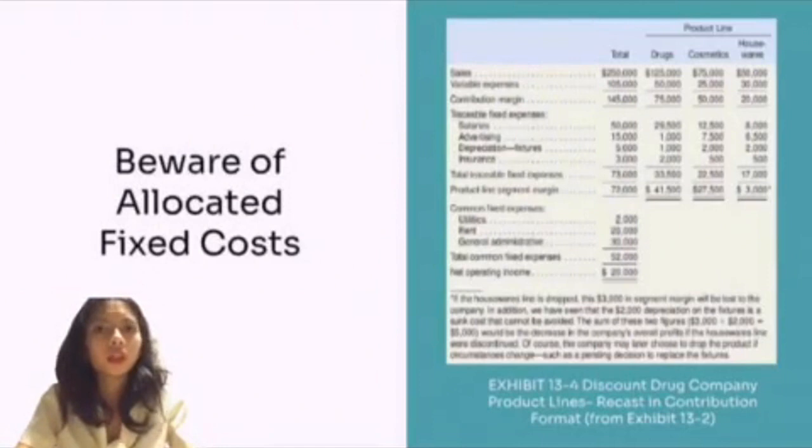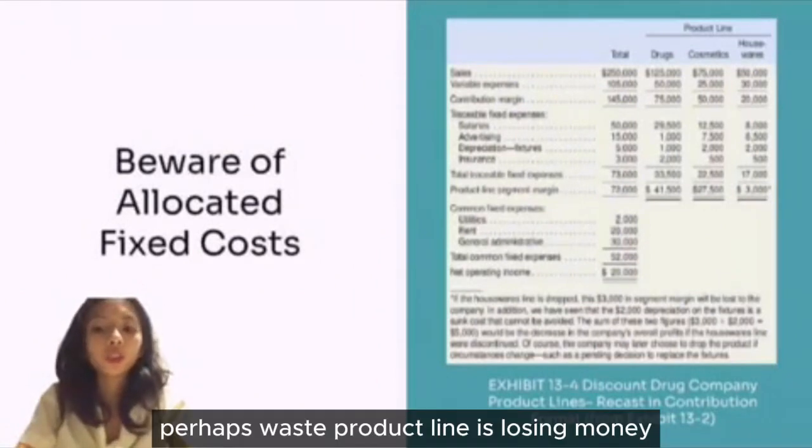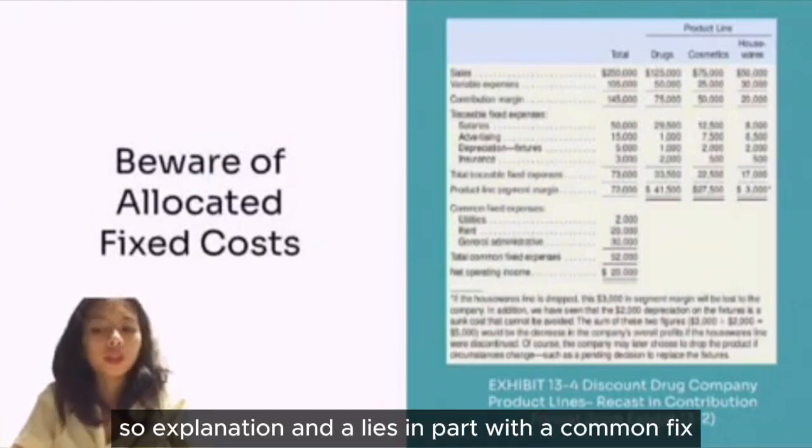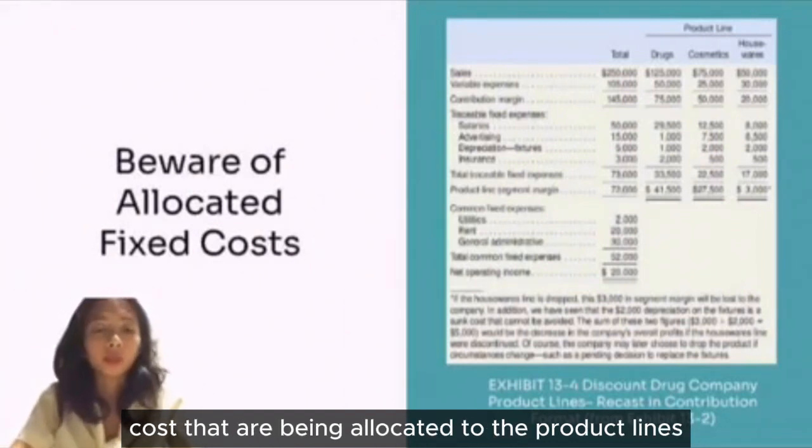So let's go back to Exhibit 13.2, which suggests that the housewares product line is losing money. But the question is why. So the explanation lies in part with the common fixed costs that are being allocated to the product lines.